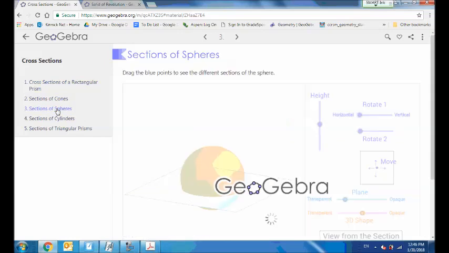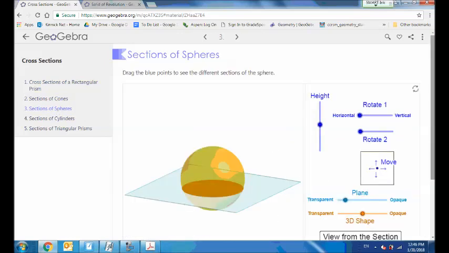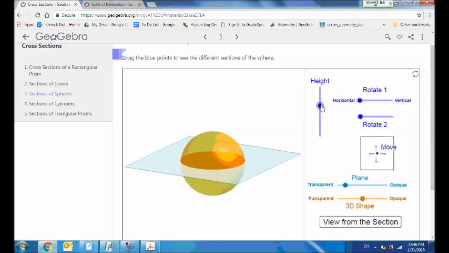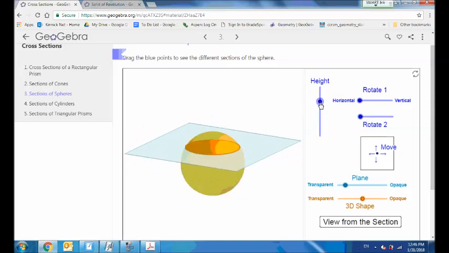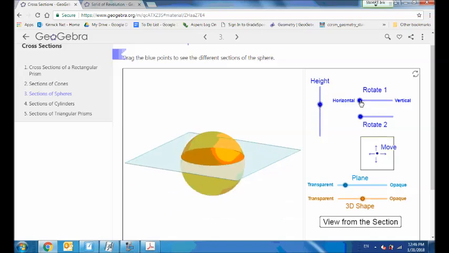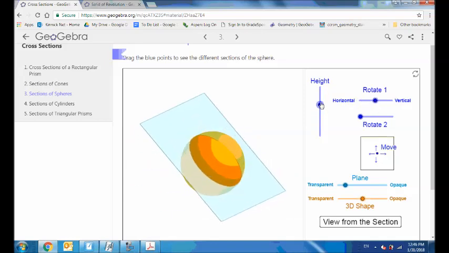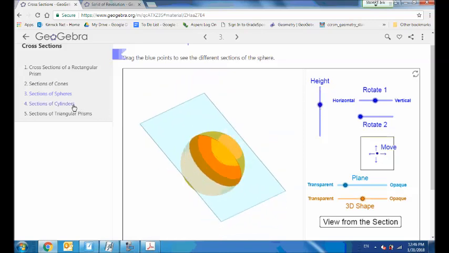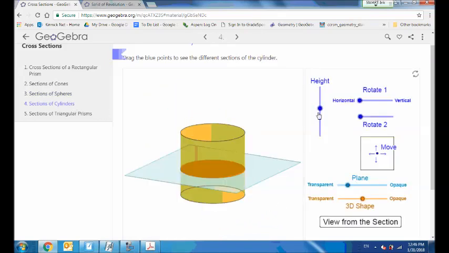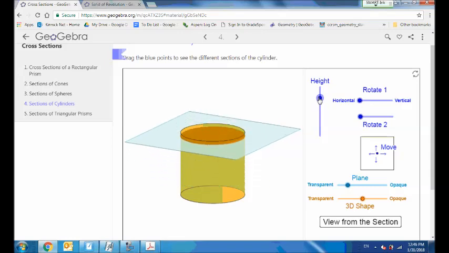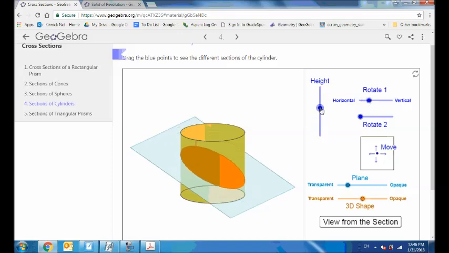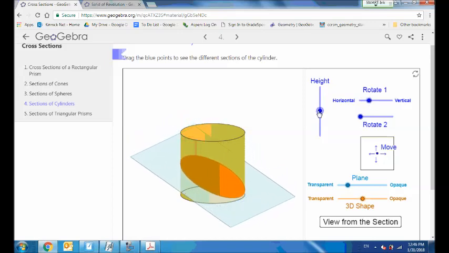I'm next going to go look at spheres. And it might not surprise you that all the cross-sections of spheres, as I move this up, are all circles. Even if you rotate this around somehow, you still only get circles in the cross-sections of a sphere. With a cylinder, all the cross-sections are circles, like I mentioned before. If you twist this and look at intersections, then you get the ellipse shape we looked at a few classes ago.